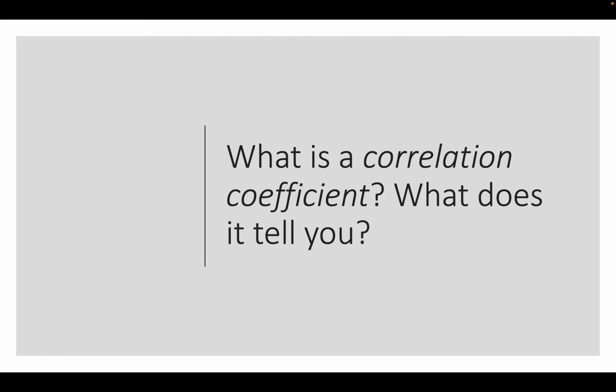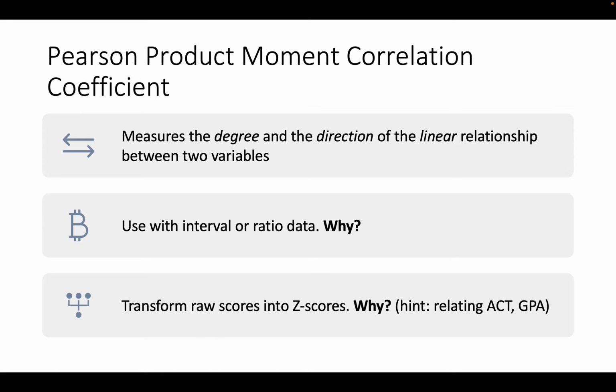Now, related to correlations is a correlation coefficient. And what can it tell us? Well, a correlation coefficient measures the direction and degree of a linear relationship. And why do we use interval and ratio data for this? Because we need equal unit size. And we transform our raw scores into z-scores, right? So relating ACT and GPA. ACT is typically a scale of 0 to 36, where GPA is a scale of 0 to 4. So we transform everything into z-scores so that they're comparable.